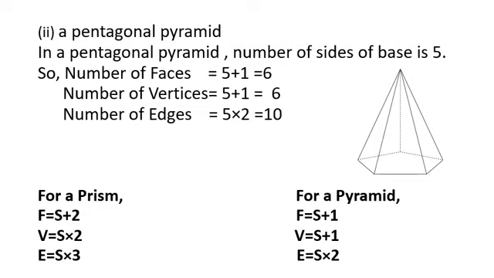So to find the number of faces, vertices and edges, first of all you should know the number of sides of the base of the given figure. Here I have taken a hexagonal prism example and a pentagonal pyramid. The number of sides of the base of the hexagon is 6, of the pentagon is 5. So if you learn this relationship between S and faces, vertices and edges respectively for a prism and pyramid, you will be able to find them very easily.